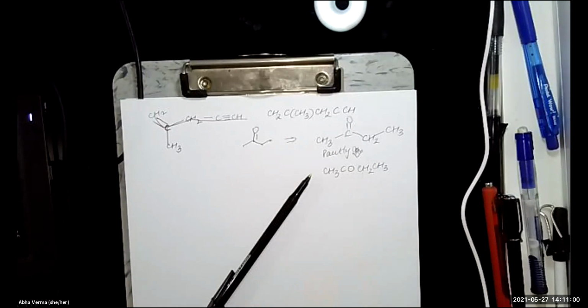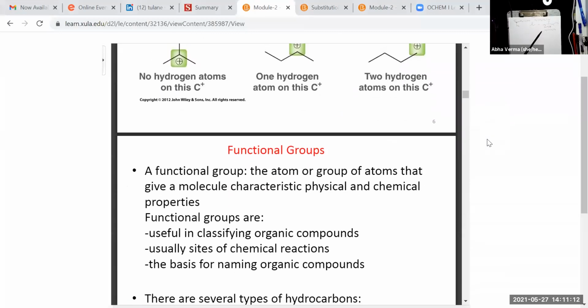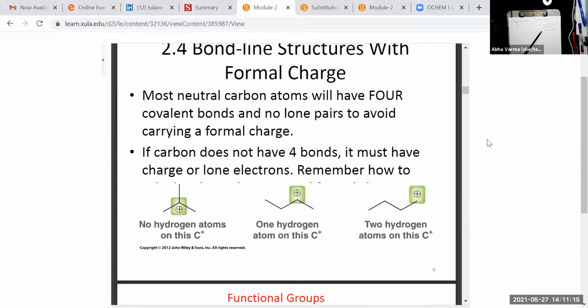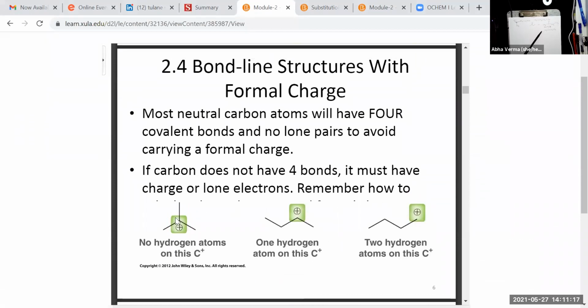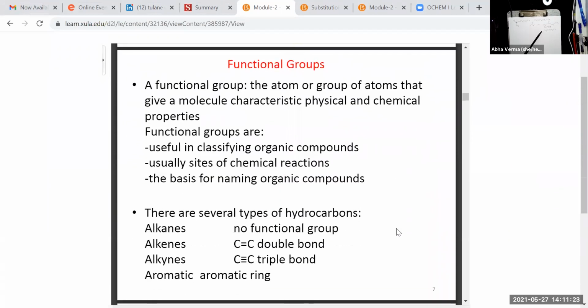Does that make sense, everyone? Any questions so far? Okay. Because there are no questions, I'm going to move on to our functional groups. Oh, by the way, I did mention to you, when you draw your bond line structures, make sure that you write your formal charges and all the lone pairs also.